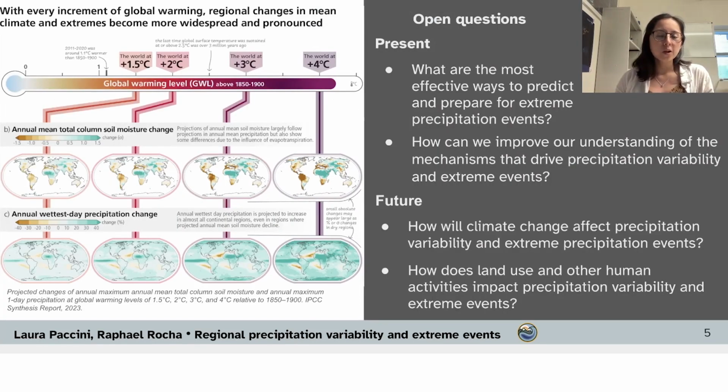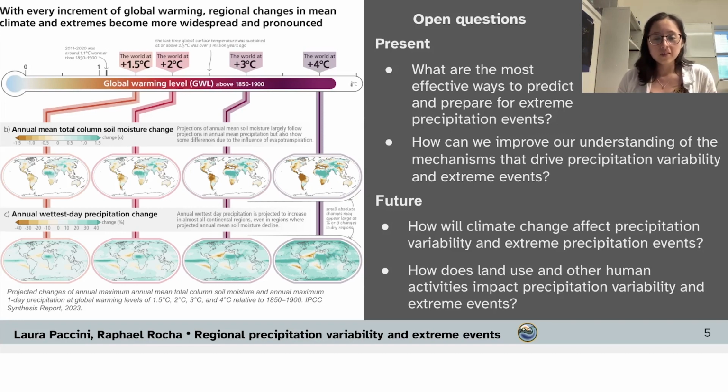To end this part, I will give you some food for thought about open questions of this very wide topic. So for the present, it is very challenging to predict precipitation and especially extreme events. But we also lack a deep understanding of the mechanisms behind these processes. So the availability of new observational sources, as well as the advancements in modeling and the use of new techniques such as machine learning techniques, are very useful to tackle these questions.